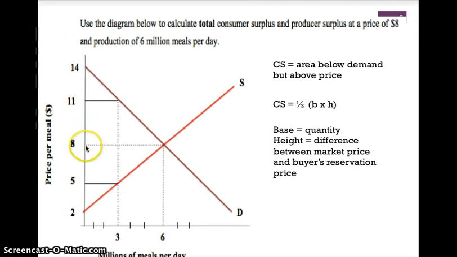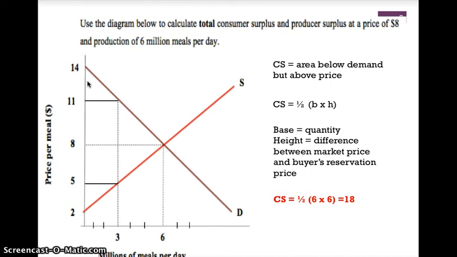Now the base would be the quantity bought or sold. So the base of this triangle would be 6 million, the total quantity actually bought and sold, the equilibrium quantity. The height would be the difference between the market price and the buyer's reservation price. Remember, the buyer's reservation price is found where the demand curve cuts the y-axis. So in our diagram here, the buyer's reservation price would be 14. So our consumer surplus will be half times the base, the equilibrium quantity of 6, times the difference between 14 and 8. The difference between 14 and 8, the height of the triangle, would be 6. So the consumer surplus is a half times 6 times 6. So the consumer surplus would be $18 million.